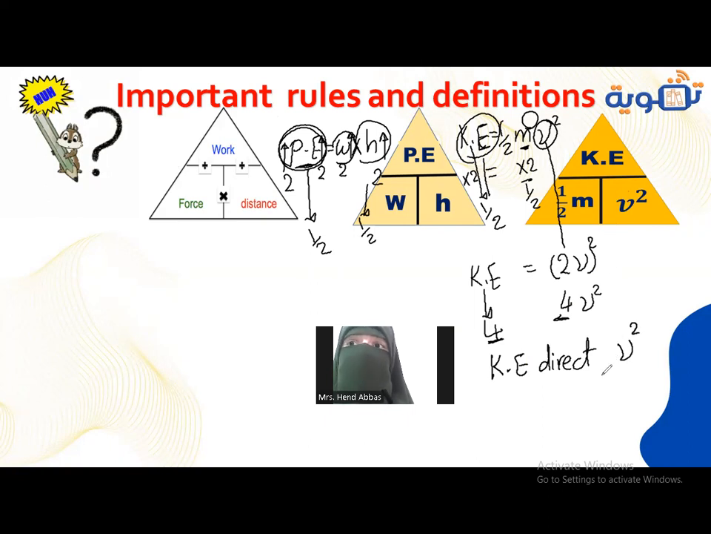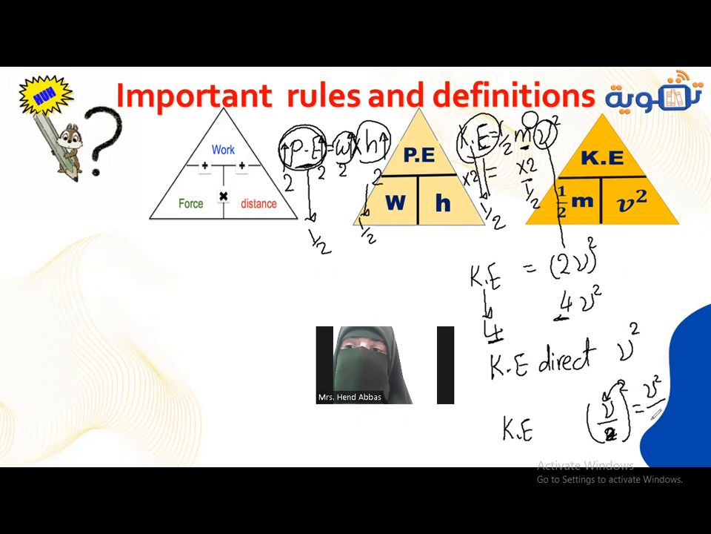What happens if the speed decreases to half? It decreases to half, with power 2. So what happens to the kinetic energy? Let's put this power here. It will equal v to the power 2.